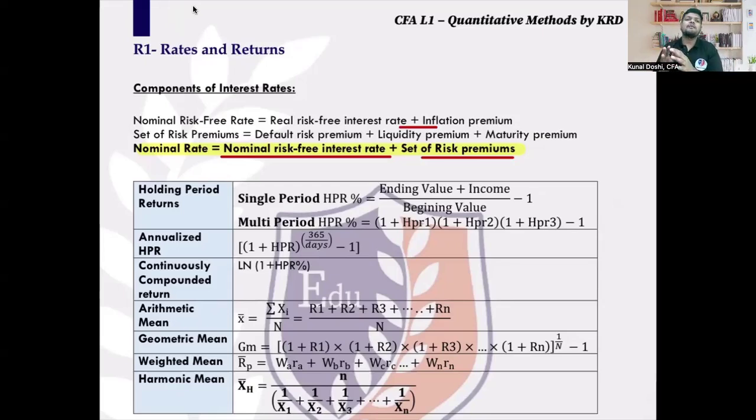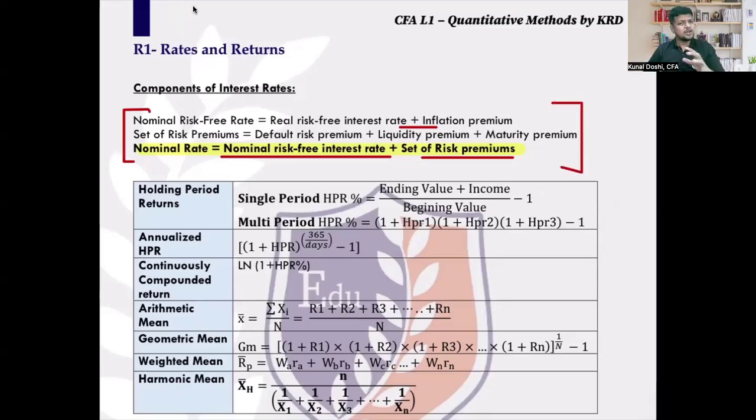Therefore, compared to a government bond, a corporate bond has default risk premium, liquidity risk premium, and of course, there is maturity risk premium. What is maturity premium? The higher the maturity, the more the risk, right? So these three risks combined together, when added to the nominal risk-free rate, we get nominal return. This nominal return will also become your benchmark for interest rates in the later period.